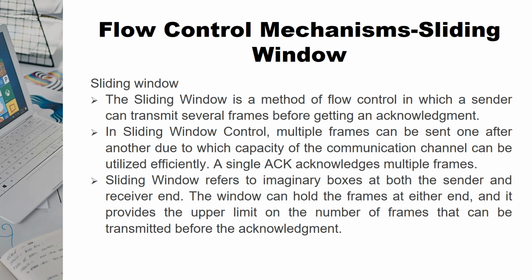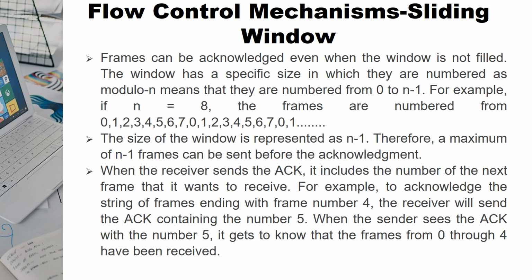This is how it works. The sender sends multiple packets to the receiver. The receiver receives the packets and sends an acknowledgement. The sender maintains a window of packets that have not been acknowledged. When the receiver sends an acknowledgement, the sender slides the window forward and sends new packets. This is how our sliding window works.